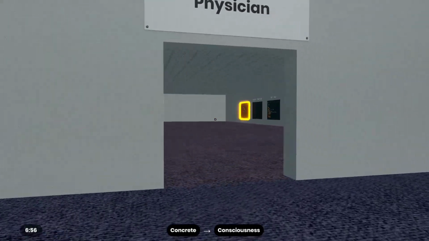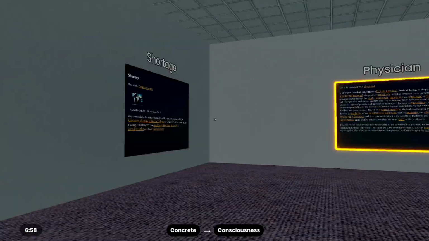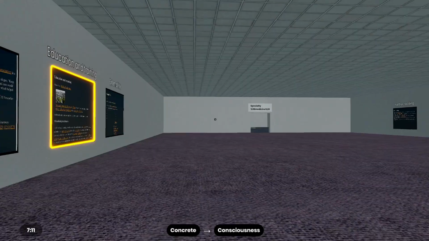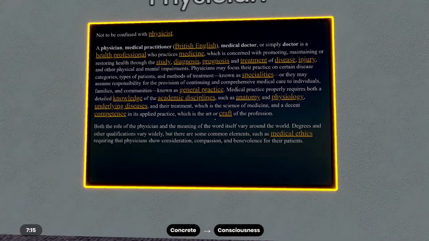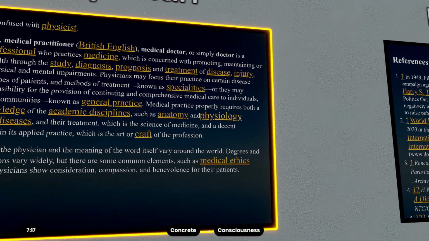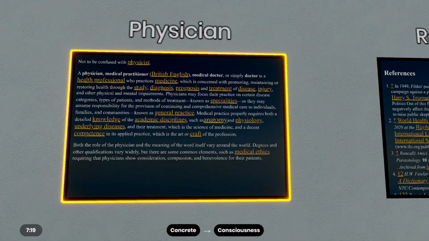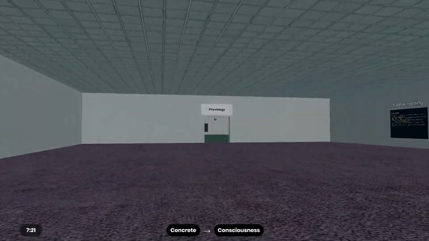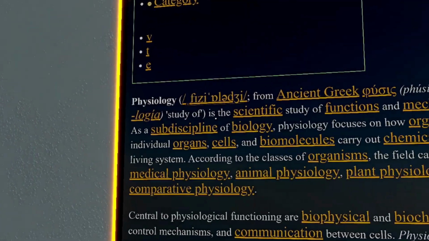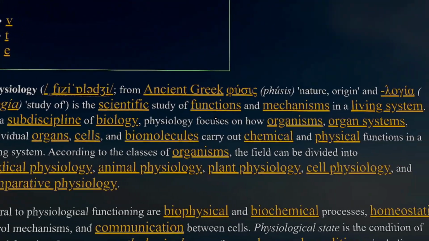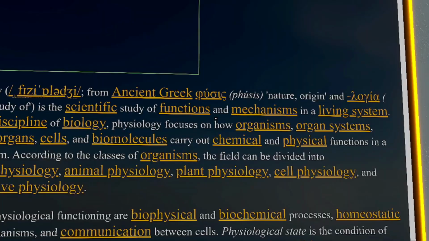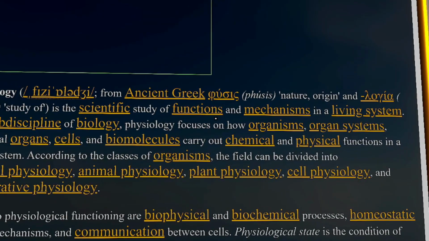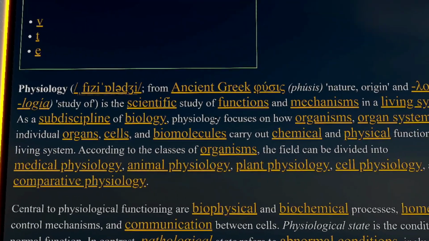This isn't exactly what we're looking for, but we can probably get there. Specialty medicine. That's an option. That might be a good option. Wait. Physiology? What is that? Physiology is the scientific study of functions and mechanisms in a living system. All right, living systems got brains, and brains got consciousness, so this should be good.